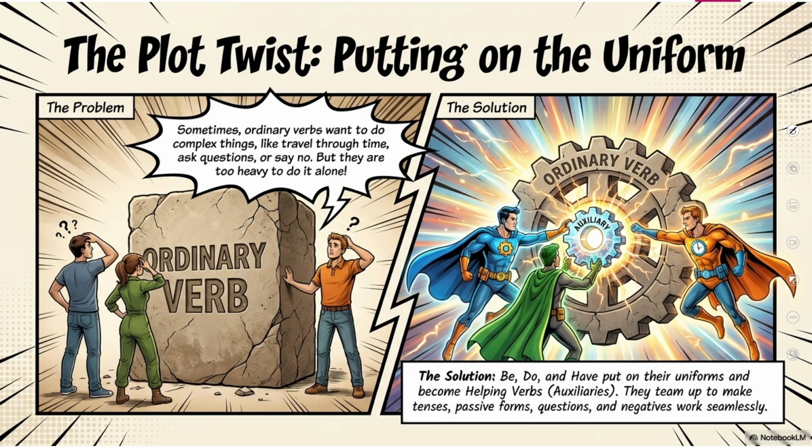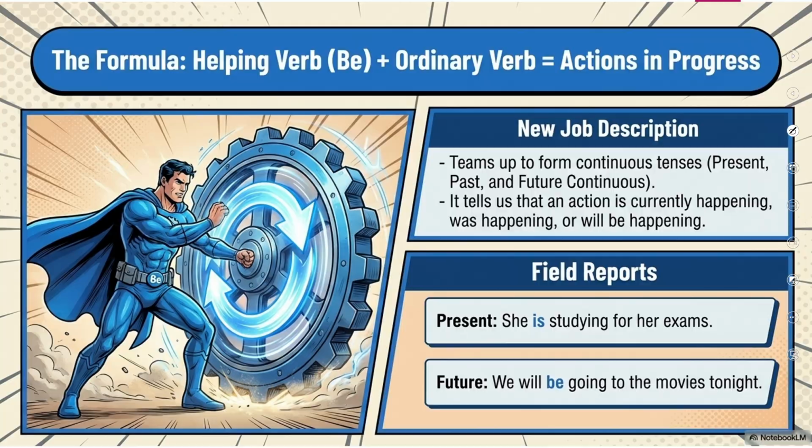Now let's talk about all these main verbs as auxiliary verbs or helping verbs. Sometimes ordinary verbs want to do complex things like travel through time, which you call present, past, future tense, ask questions or say no, but they are too heavy to do it alone. Then what do you do? You use these auxiliary verbs. The solution: be, do and have put on their uniform and become helping verbs. They team up to make tenses, passive forms, questions and negatives work seamlessly.